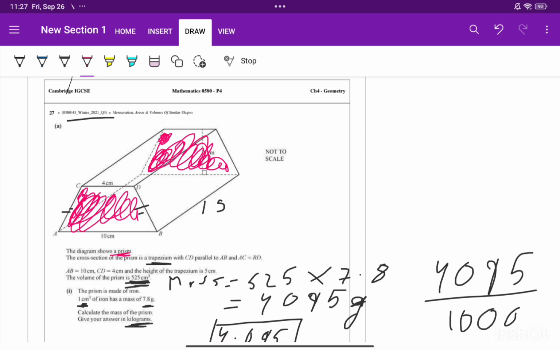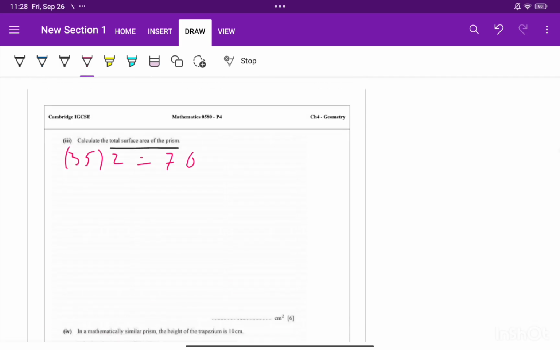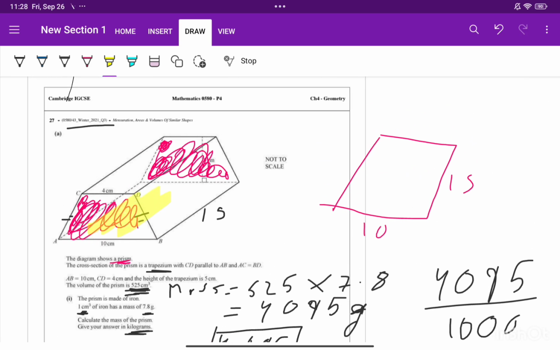Then let's find the area of the base. The base is a rectangle. This is 10 and this is 15, and the rectangle area formula is length multiplied by breadth, which will be 10 multiplied by 15 equal to 150. Okay, so we have got this area also.